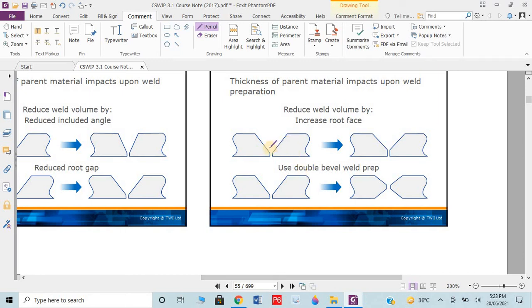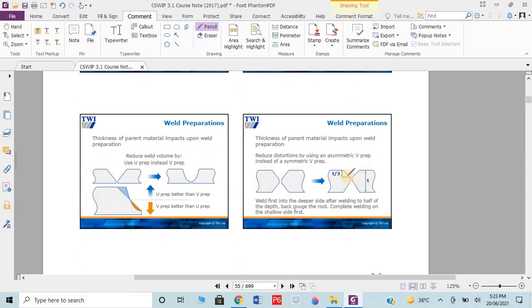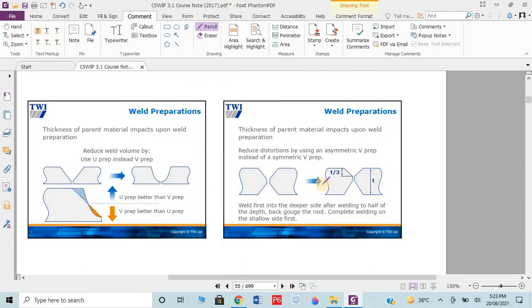You can also see that if we have more thickness, then the angle should be proper. If we have over 20, then we need double V instead of single V. Double V is required. Same, this is the phenomenon. If we have more thickness, then normally 2/3 on one side and 1/3 on the other side. Like this is 1/3, that side is 2/3.